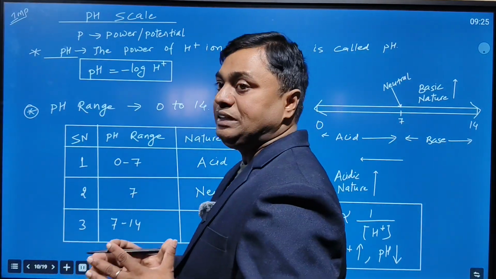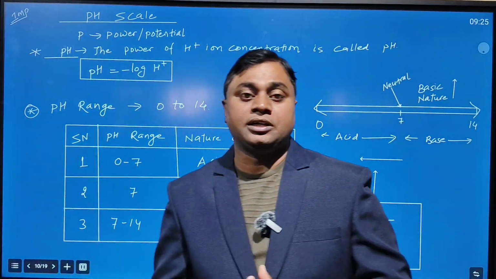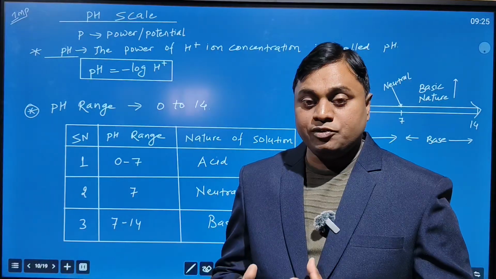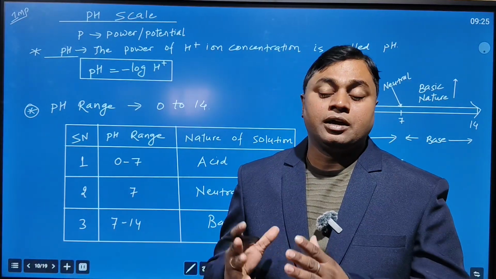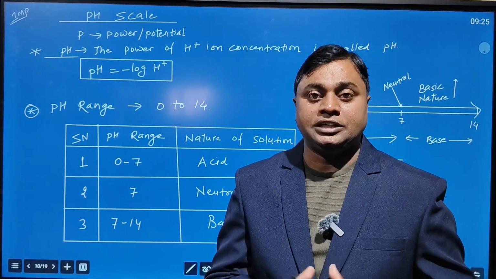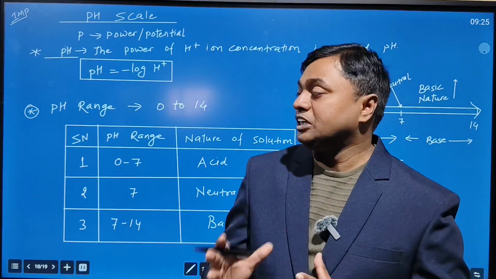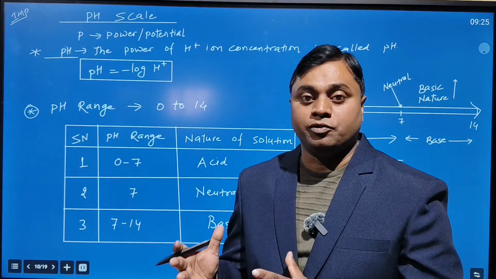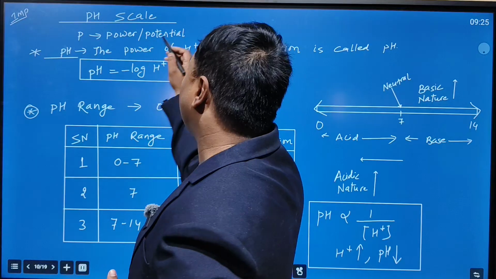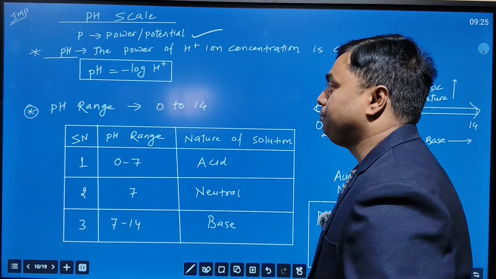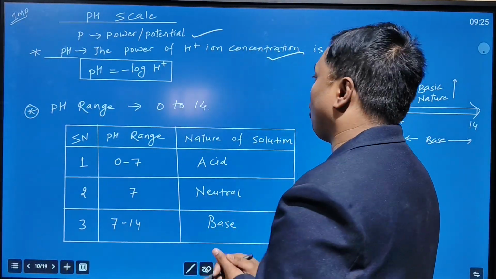Okay. So what is the pH scale actually? pH is a scale which is used to measure the concentration of hydrogen ion present in the solution. Here P stands for potential or power. So P is what? The power or potential. pH is nothing but the power of hydrogen ion concentration.